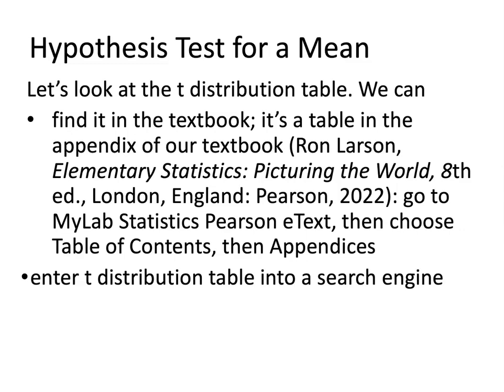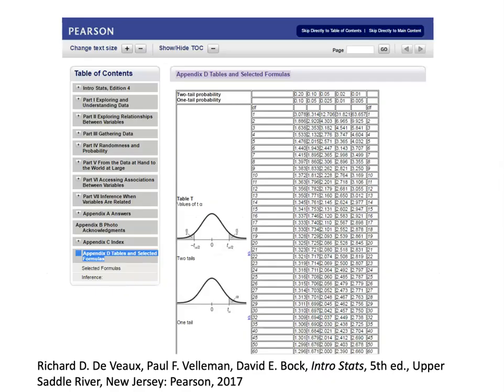So let's look at the t-distribution table. We can find it in the textbook. It's a table in the appendix of our textbook. Here's our textbook. If you're also using MyMathLab, just go to MyLab Statistics, Pearson eText, then choose Table of Contents and Appendices. Or to be honest, you can just enter t-distribution table into a search engine like Google, and you'll get one. They all look pretty much the same. So here's a t-table from a previous edition of a previous textbook.